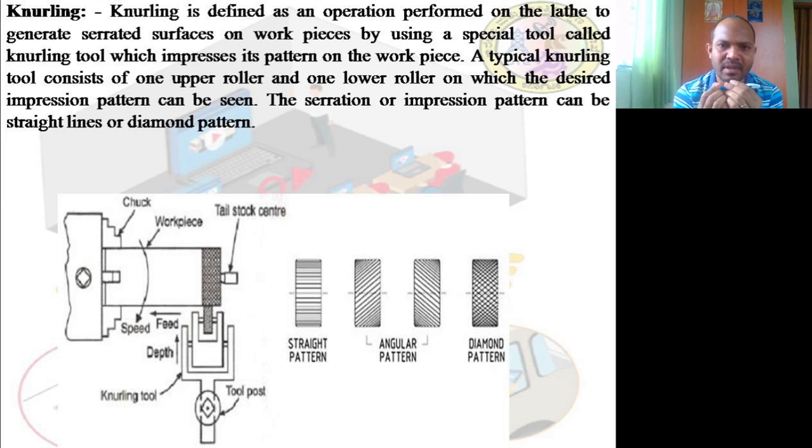How can I make this a more proper grip? It is by giving an impression onto that particular element. That can be done with the knurling operation. Here, knurling is one of the most beautiful operations, wherein we are not removing any material. It is a machining operation, but still we are not removing any material in knurling.